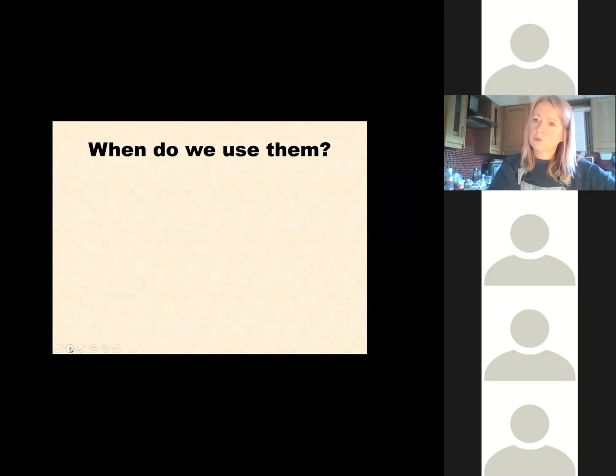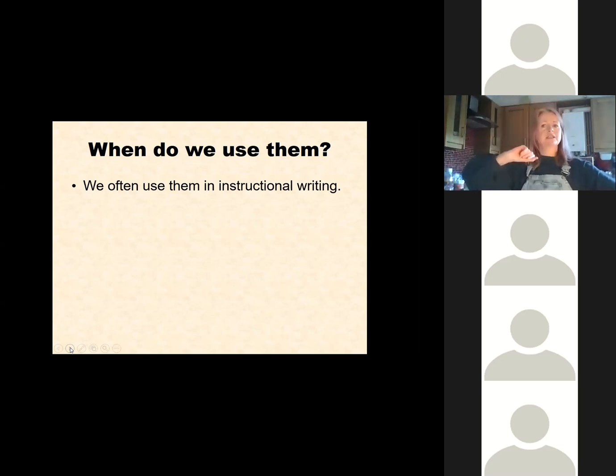When do we use them? When do we use imperative verbs? We often use them in instructional writing. Yes, lots of answers for that a minute ago. How to wash your woolly mammoth. Remember, you had to write a list of instructions because you're explaining to somebody else what you need to do.